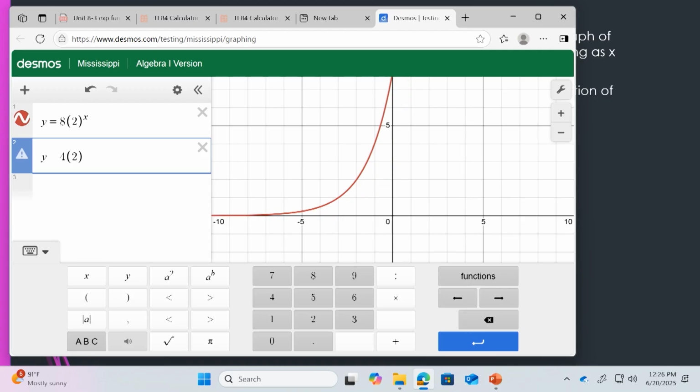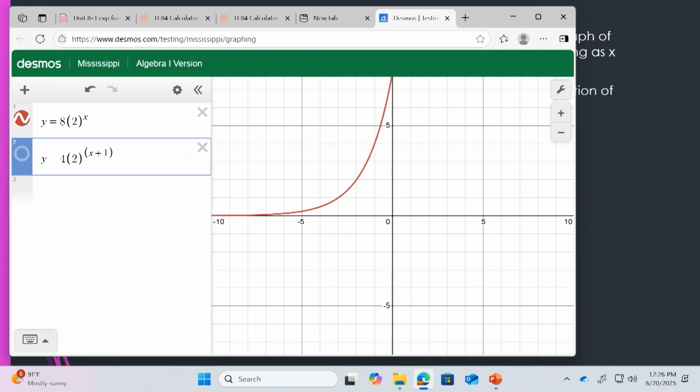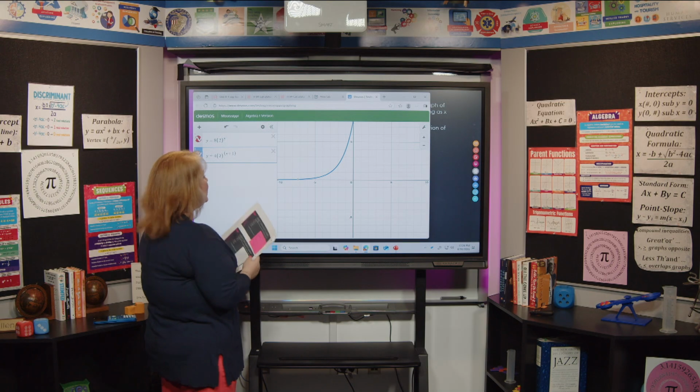Oh, let's put parentheses, x plus 1. There we go. Okay, it is the same representation. So if we take off the blue, it shows the red, and then when I put the blue back on, it overlaps it, so that is one of my possible answers.